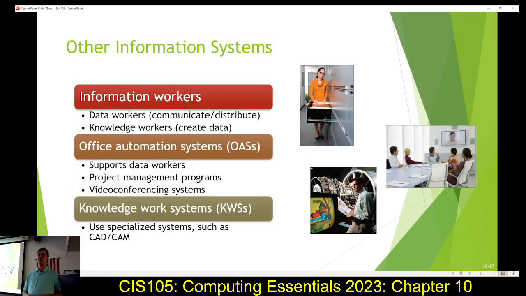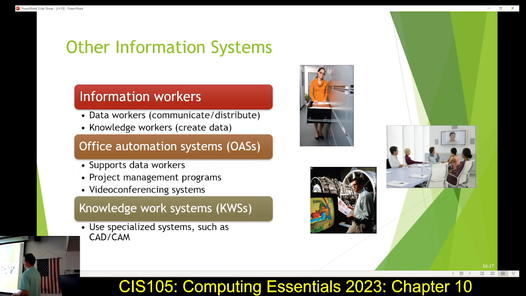All right, here's part of the trick questions on your extra credit quiz. So there are 2 types of information workers. There are data workers and there are knowledge workers. So knowledge workers create the data. And yes, anybody that has worked in a grocery store or worked somewhere where you have to scan the items, you are a knowledge worker. You are creating that data. Analysts, however, are data workers that communicate and distribute that data. But both of them together are what we call information workers. That's the trick part to the question.